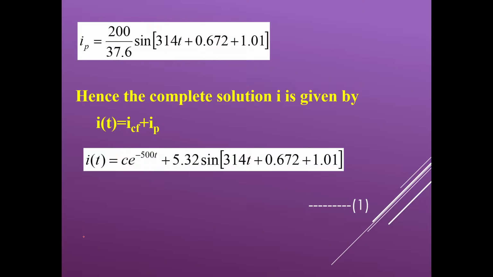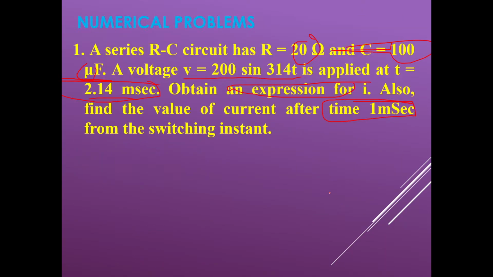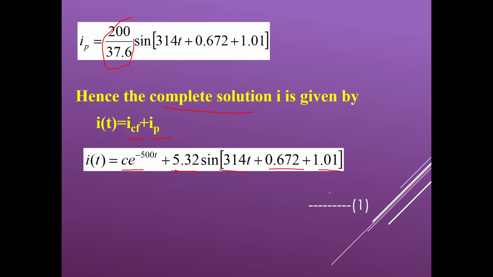So i of t is equal to the complementary term plus the particular part. So the complete solution is i of t equal to C e to the power of minus 500t plus, just solve this, 200 by 37.6, you will get 5.32 sin(314t plus 0.672 plus 1.01). So this is equation 1. Till now I didn't write the equation numbering. Now let us consider this as equation 1.